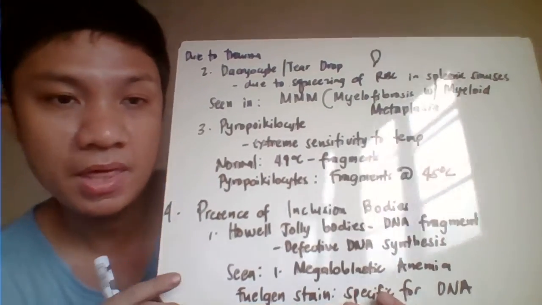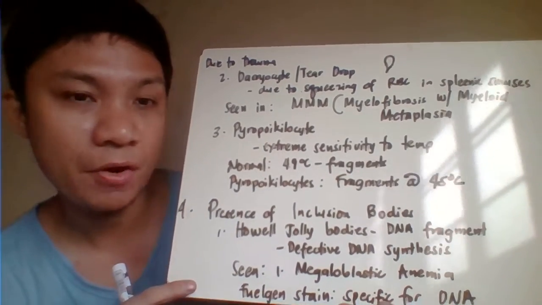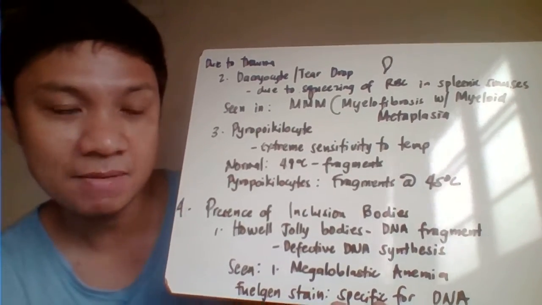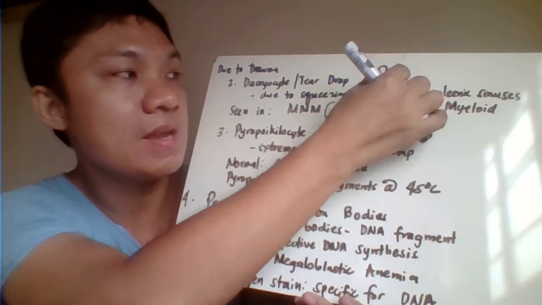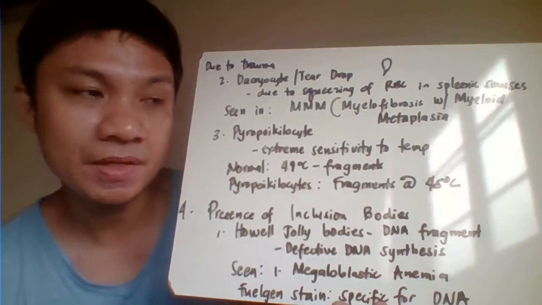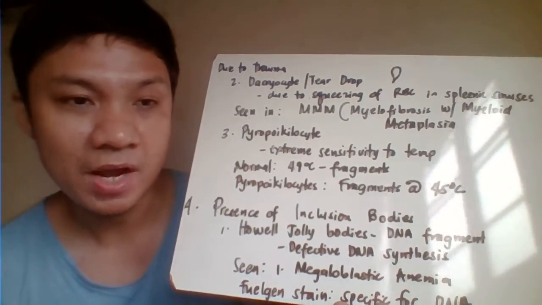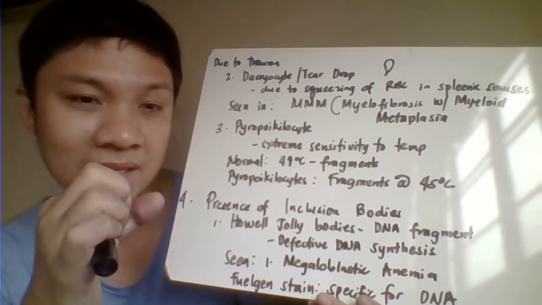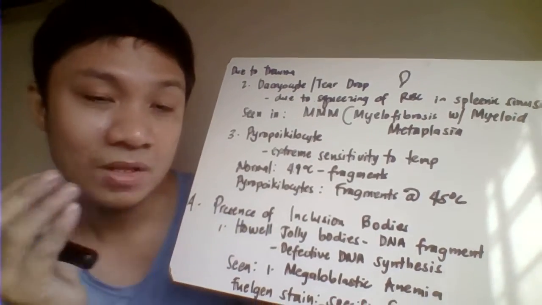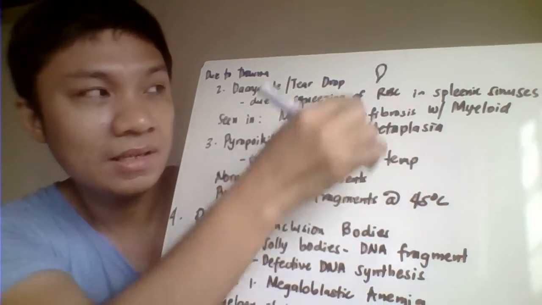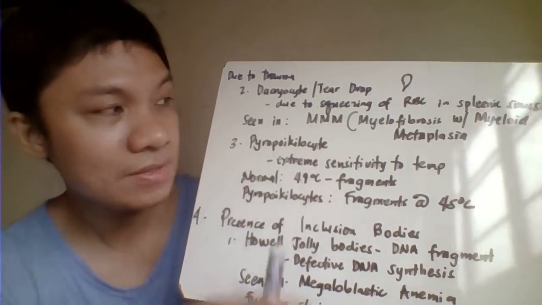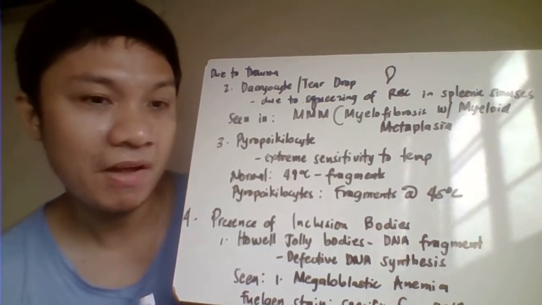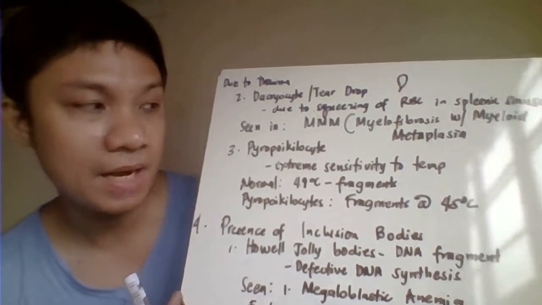One abnormality here with the RBC membrane due to your trauma. So we have your dacryocyte or teardrop. Dacryocyte, di ba? That's why it's being called here as your teardrop. This is primarily produced because of the squeezing of your RBC as it tries to pass through your splenic sinuses. Pag sinabing sinus, ito yung mabutas sa spleen natin. So medyo nahirapan silang lumabas, dumaan. So para siyang nagkaroon ng teardrop. Okay, so this is also seen in conditions like your MMM, that's your myelofibrosis with myeloid metaplasia.